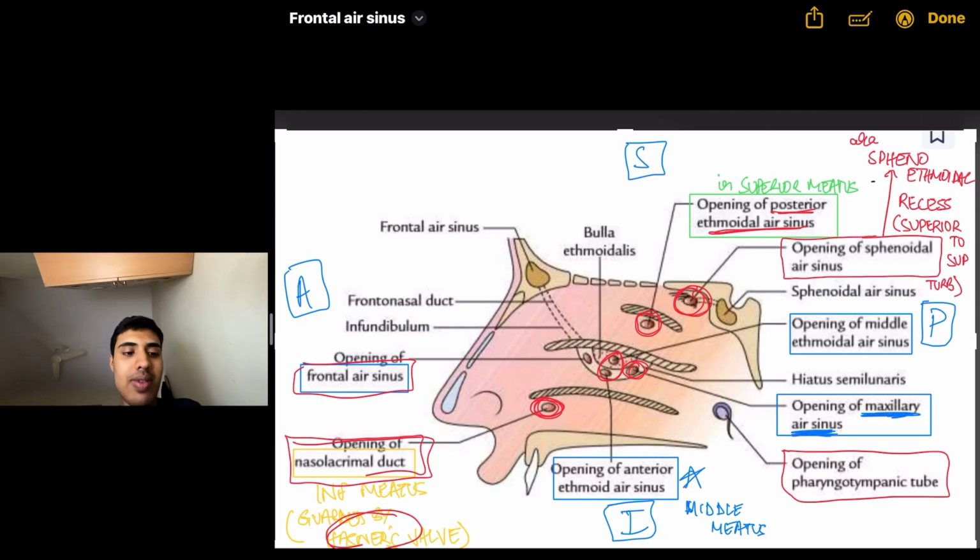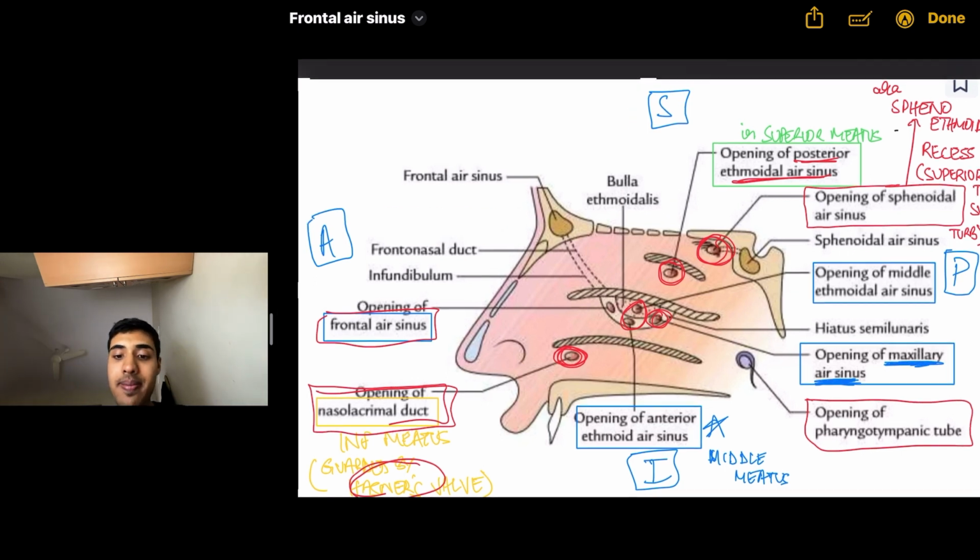But we're mentioning it here in the diagram to make it easy to find out what are all the structures opening in the lateral wall. So you have medial to the superior meatus, sphenoethmoidal recess, sphenoid sinus. Then in the superior meatus, posterior ethmoidal sinus. Then in the middle meatus, you have the frontal sinus, the anterior ethmoidal sinus, and the maxillary sinus. In the inferior meatus, anteriorly, you have the opening of the nasolacrimal duct.